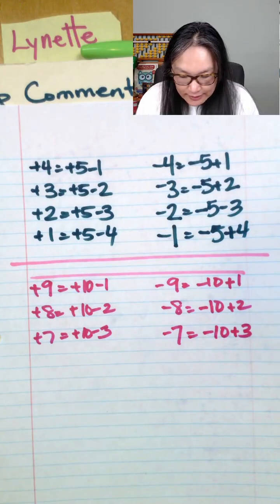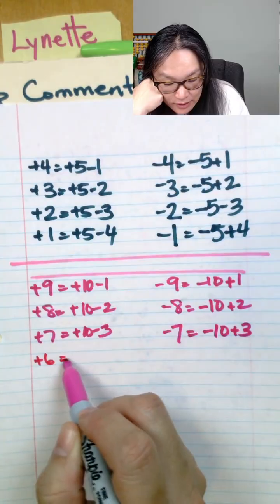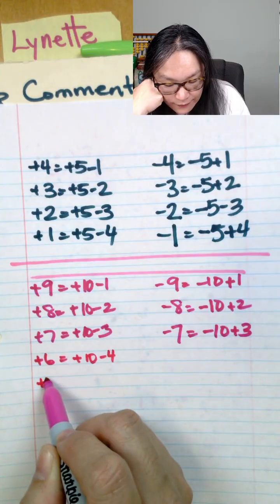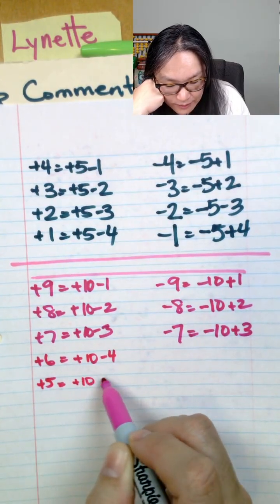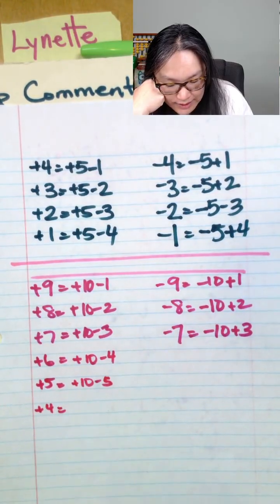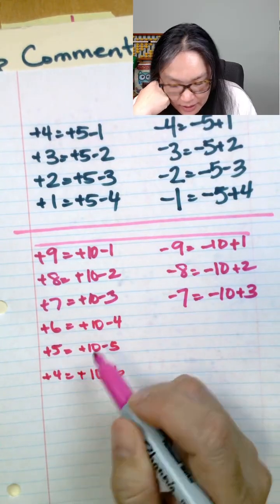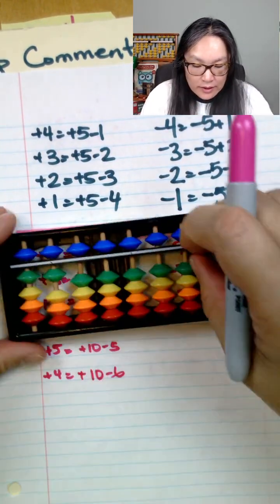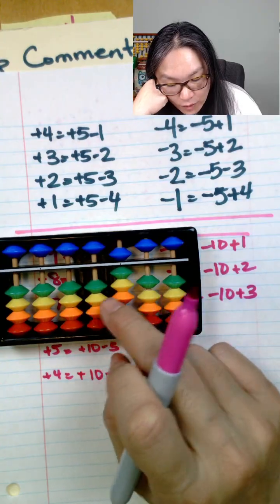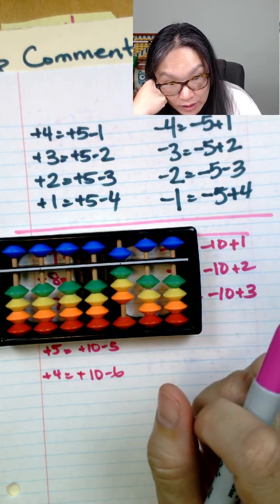It's just one of those things. I can continue on with 6. So 6 is plus the 10 minus 4. Plus 5 is plus the 10 minus 5. Plus 4 is different. Why? Because it's plus the 10 minus 6. If you notice, if I do 8 plus 4, I'm already using the 5, so I cannot take away the 4.